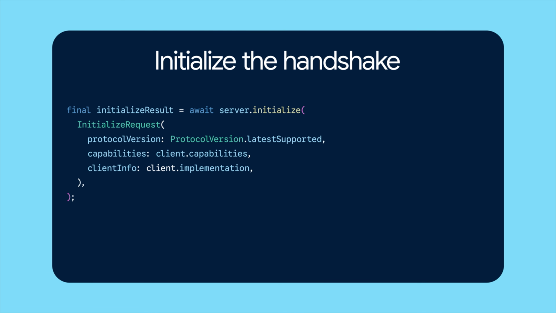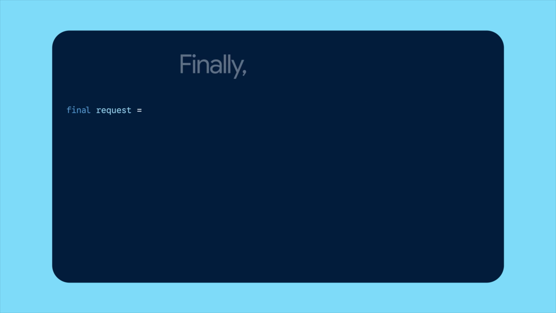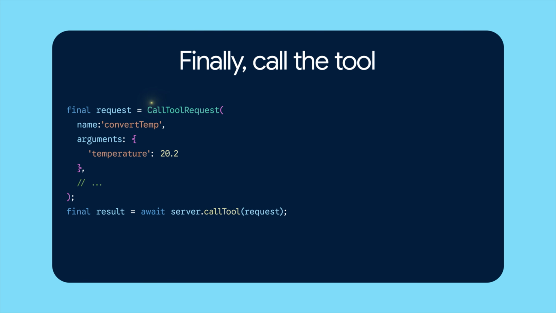Before we can query it, initialize a handshake with the MCP server to declare what protocol to use and to discover what tools, resources, and prompt features are provided by the server. To initiate a tool request, construct a call tool request and provide the tool name and a map of arguments. Then use the server's call tool method and provide your call tool request.